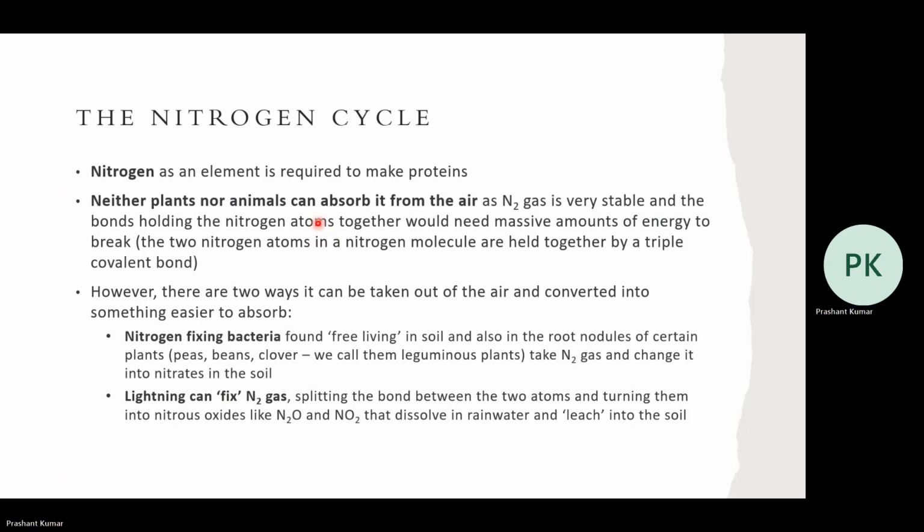bonds. However, there are two ways it can be taken out of the air and converted into something else, either by lightning fixing nitrogen gas or by nitrogen fixing bacteria. So there's only two ways by which we can use it, right? We can convert the nitrogen into some other form.